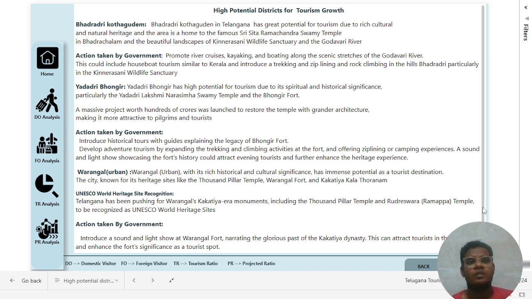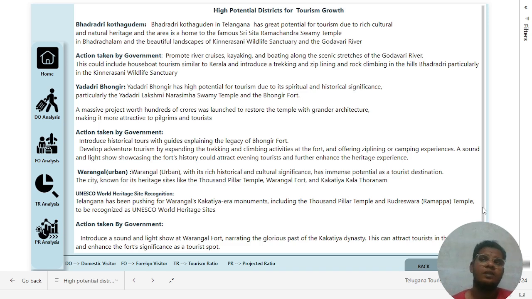Okay, massive works worth hundreds of crores were launched at the temple to restore its grand architecture, making it more attractive to tourists. The government introduced historical tours with guides explaining the legacy of the Bhongir fort as well, and developed architecture tourism, expanding trekking and climbing activities at the fort, offering zipline and camping services. A sound and light show showcasing the fort's history could attract evening tourists and further enhance the heritage experience.